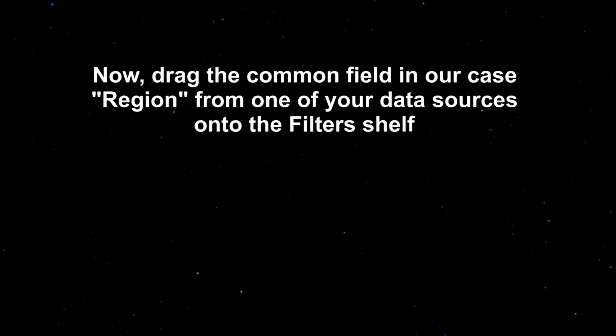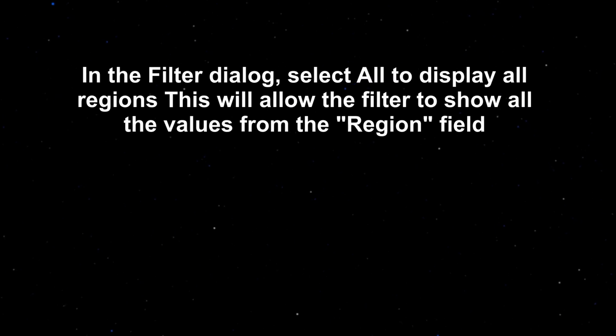Now, drag the common field, in our case region, from one of your data sources onto the filters shelf. In the Filter dialog, select All to display all regions. This will allow the filter to show all the values from the region field.